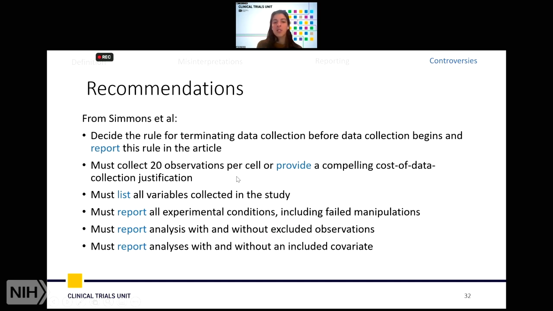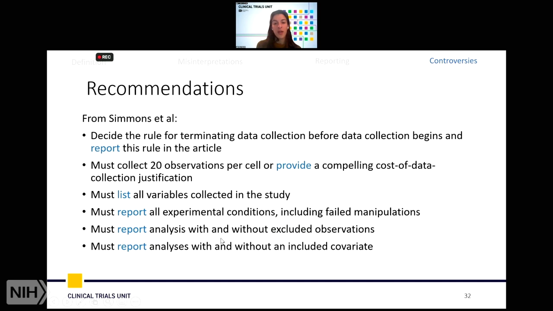Or provide a compelling cost of data collection justification, right? List all the variables that you collected, report all experimental conditions, including failed manipulations, right? These are all things that can really determine the outcome of your study. And if you omit these, people may have too much confidence, in layman's terms, in your p-value, when in reality, maybe there were a lot of other things that you tried that didn't end up working.